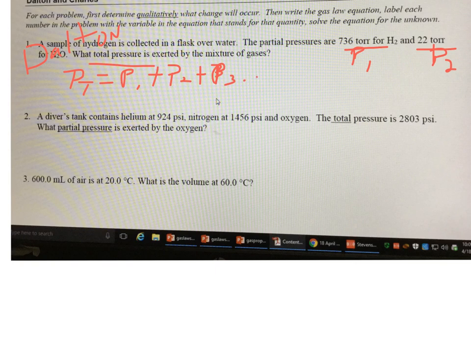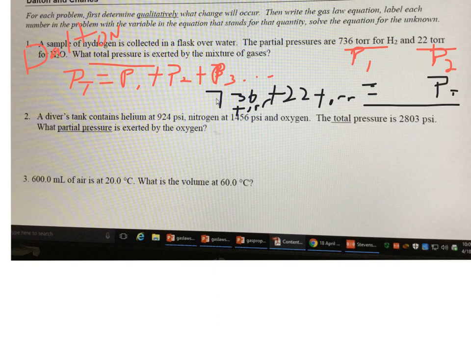So what do I need to do here to get my total pressure? Yep, that's it. That's all you have to do. You're going to take the 736 plus the 22 torr. Do not forget the units, okay? And that's going to equal your total pressure, okay?